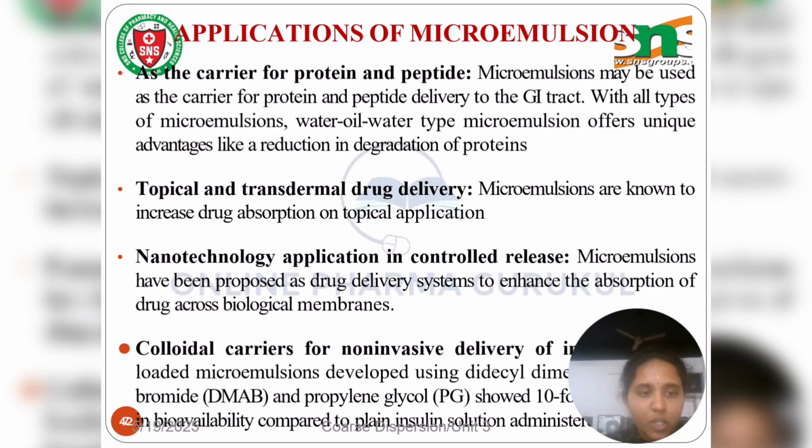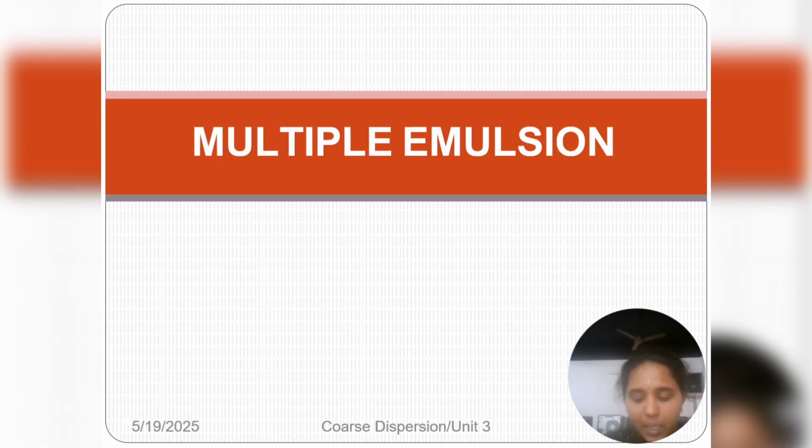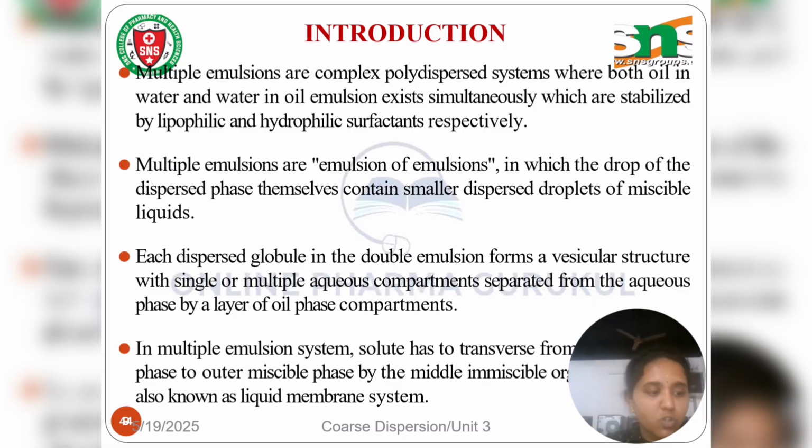Applications of microemulsion: it is used as a carrier for protein and peptide, topical and transdermal drug delivery, nanotechnology applications in controlled release, and colloidal carriers for non-invasive delivery of drugs. Then, the multiple emulsion. Multiple emulsion is also known as a polydispersed system. Both oil in water and water in oil emulsions coexist, stabilized by both hydrophilic and lipophilic surfactants, and they are essentially emulsions of emulsions in these structures.